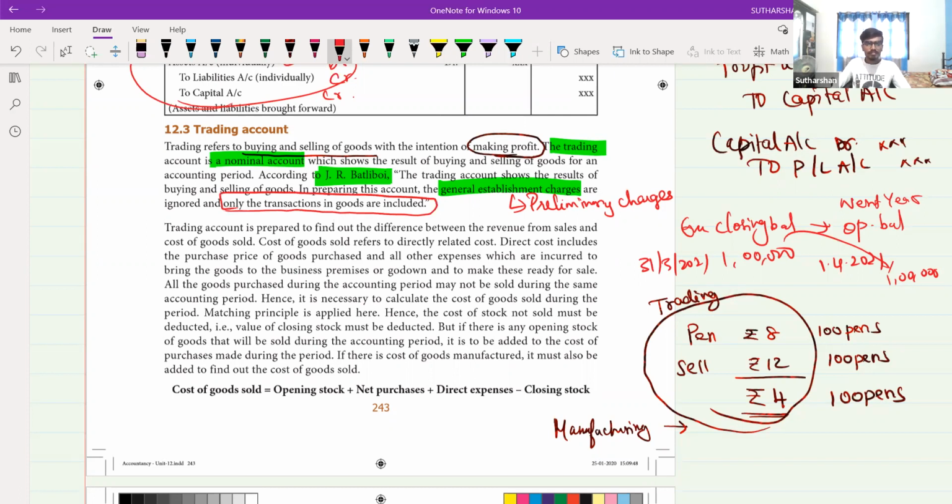Next. Trading account is prepared to find out the difference between the revenue from sales and cost of goods sold. Cost of goods sold is nothing but, this pen I am purchasing, right? This 8 rupees is the cost of the goods sold. The meaning itself you can easily get.